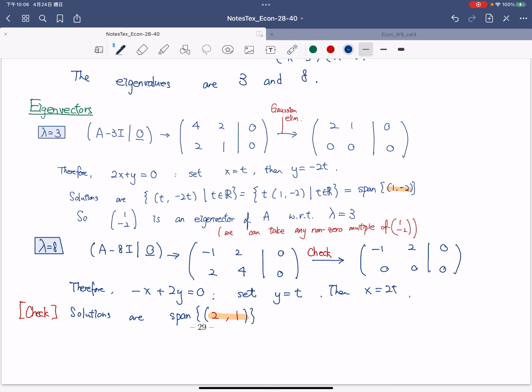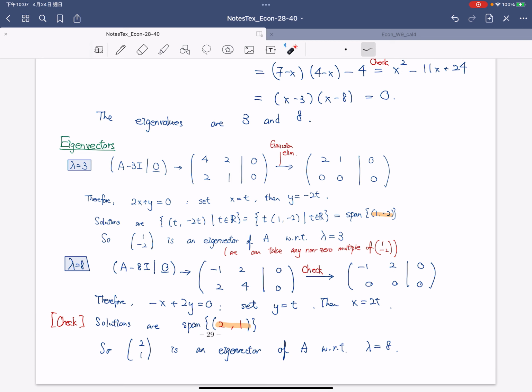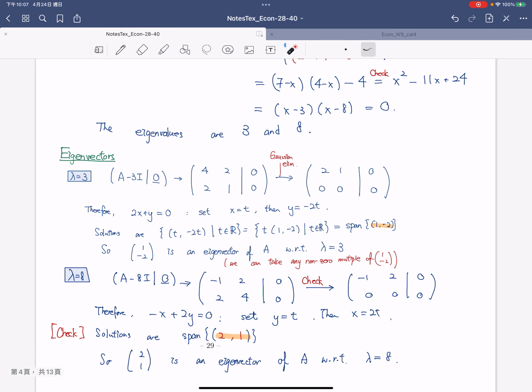So (2, 1). Usually we write it as a column vector. So (2, 1) is an eigenvector of A with respect to the eigenvalue lambda equals 8. Again, you don't have to take (2, 1) here. You can take any scalar multiple, any multiple of it, and that would be fine, as long as it's not the zero vector. So this is an example of how to find eigenvalues and eigenvectors. And on the next page, we do more examples.